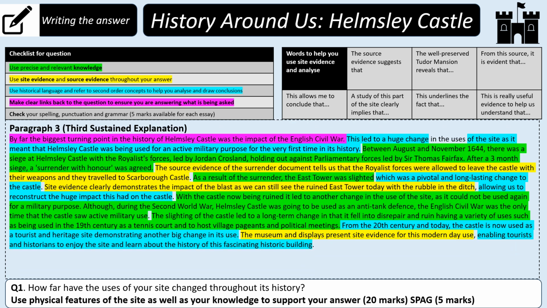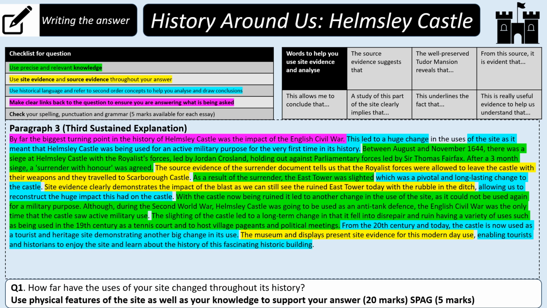Paragraph 3. By far the biggest turning point in the history of Helmsley Castle was the impact of the English Civil War. This led to a huge change in the uses of the site, as it meant that Helmsley Castle was being used for an active military purpose for the very first time in its history. Between August and November 1644, there was a siege at Helmsley Castle with the Royalist forces led by Jordan Crossland holding out against parliamentary forces led by Sir Thomas Fairfax. After a 3-month siege, a surrender with honour was agreed.